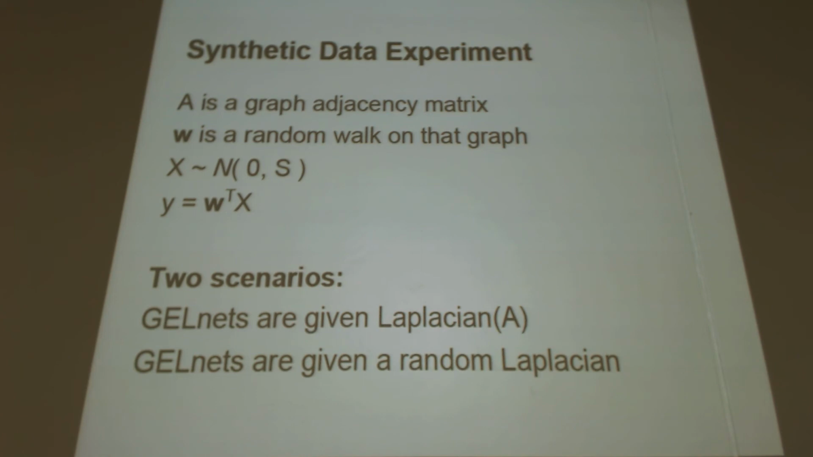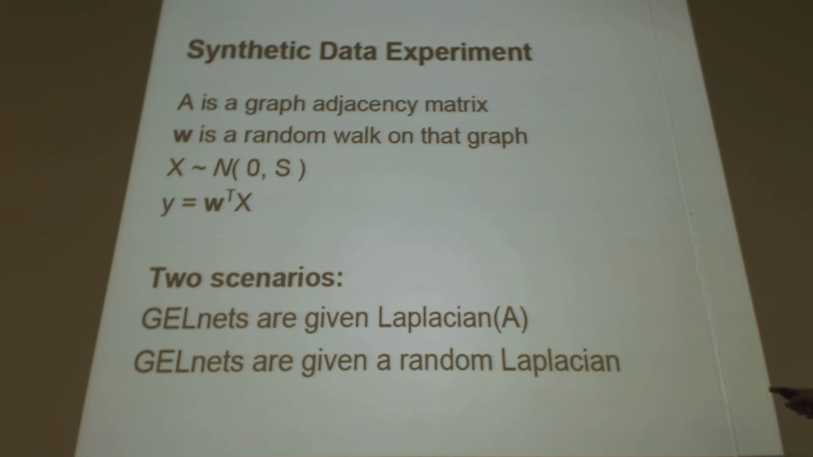All right. So we can experiment, and I'm probably going to briefly go over the results of how well it works. So we start out again with synthetic data. What I've done is I generate a random adjacency matrix A. I am now simulating a property that my true weights are going to be a random walk on this graph. So I've selected a subset of features on this graph, and that's going to be my true weights. I generate some random data from a normal distribution, mean zero, covariance S. My response is simply W transpose X.